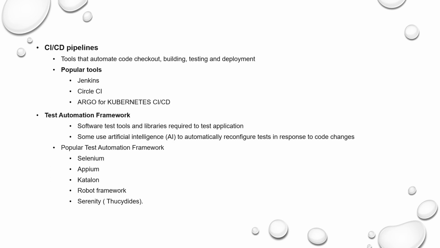CI/CD pipelines. Tools that automate code checkout, building, testing and deployment. Popular tools are Jenkins, CircleCI, Argo for Kubernetes CI/CD. Test automation framework. Software test tools and libraries required to test. Some use artificial intelligence (AI) to automatically reconfigure the test in response to code change. Popular test automation frameworks are Selenium, Appium, Katalon, Robot Framework, Serenity.